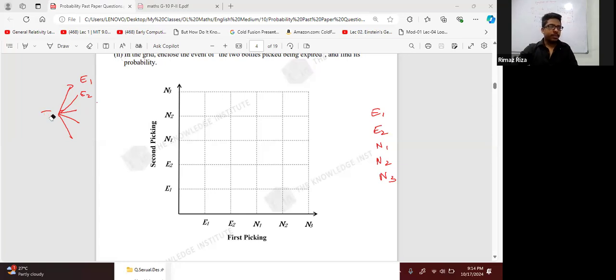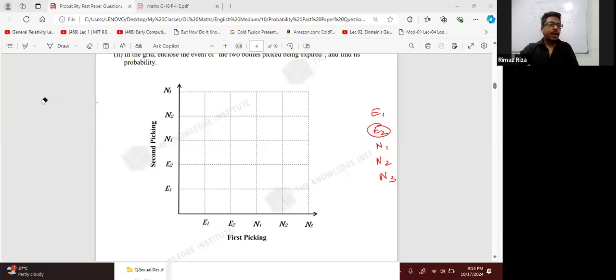Okay, I'll explain again. Let's say now I take a bottle and replace it, and then again I randomly pick a bottle, right? Suppose in the first picking I took the E2 bottle. When I pick the bottle first, let's say it is E2, and then I replace it. Again, five bottles will be there in the box. Again, I randomly take one. Then what are the possible pickings? First, I could pick the E1 bottle. Maybe I can take E2 bottle or N1, or N2, or it could be N3, right? Suppose if I didn't replace it, then E2 cannot be a solution, cannot be picked from the box.